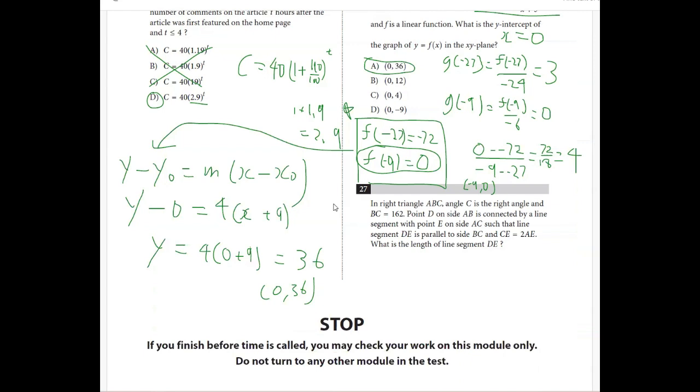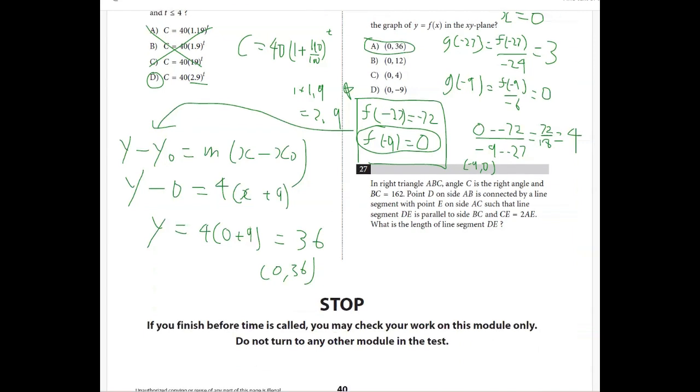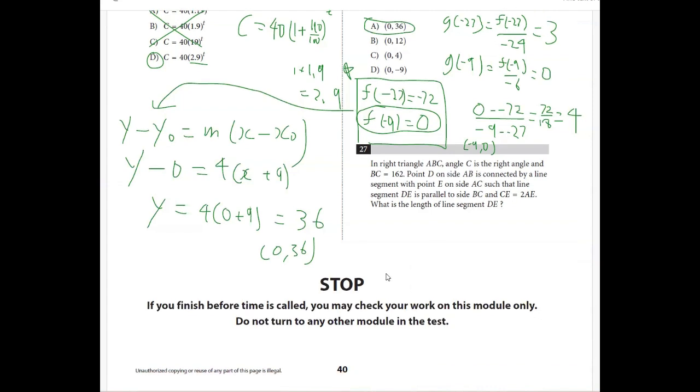Okay, question 27, geometry problem here. In the right triangle ABC, angle C is the right angle and BC is 162. Point D on side AB is connected by a line segment with point E on side AC such that line segment DE is parallel to BC and CE is equal to 2AE. What is the length of line segment DE? I'm going to draw it out here.